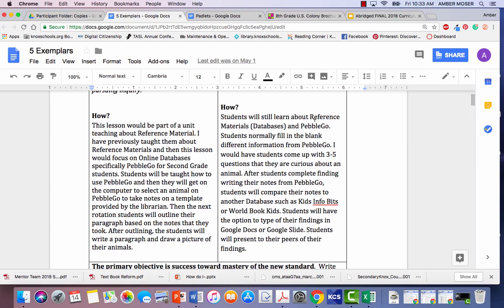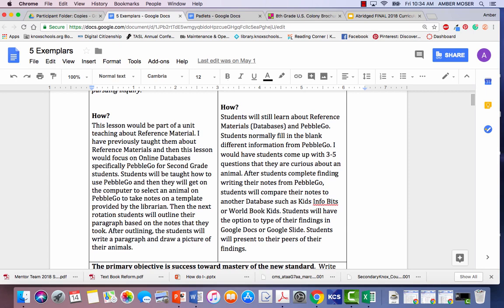So students would still learn about reference materials, and they would still find out about Pebble Go. Maybe, hey, this is this database that we have. Here's what it looks like. Here's how you navigate. It said students normally fill in the blank with different information with Pebble Go on that template that she provided. But now she would do this part differently. And I noticed this is different from reading the previous iteration. She would have students come up with 3 to 5 questions that they are curious about for an animal.